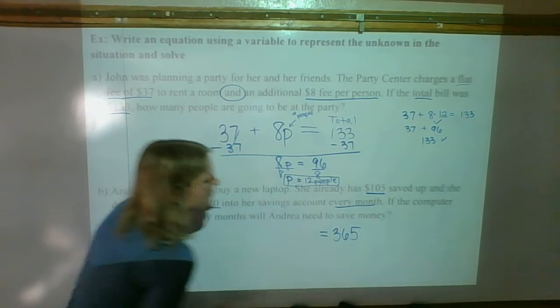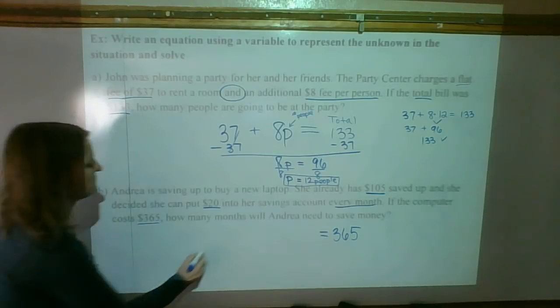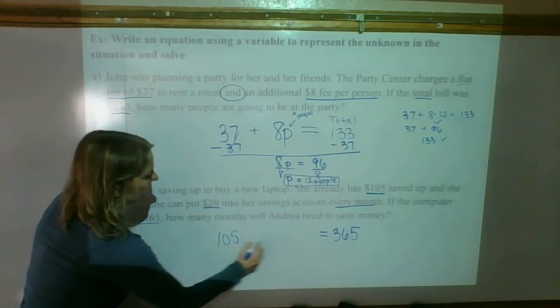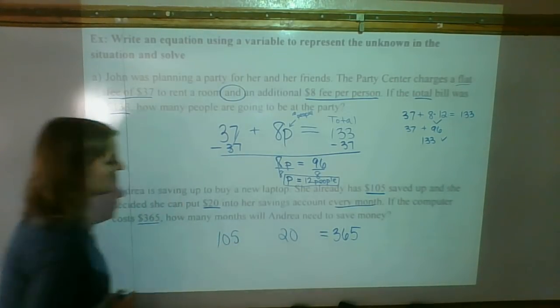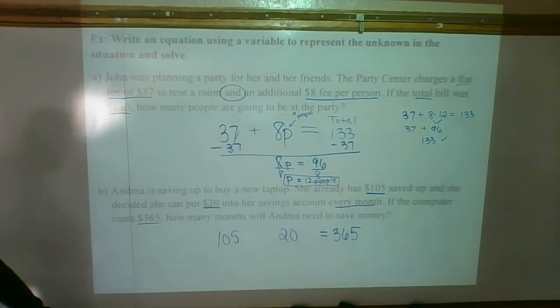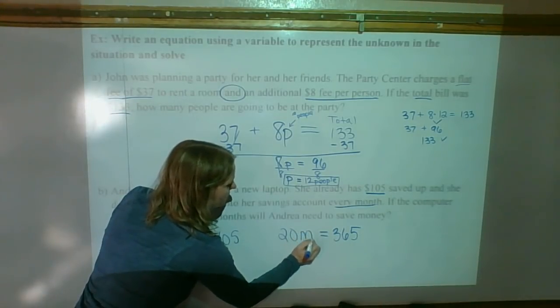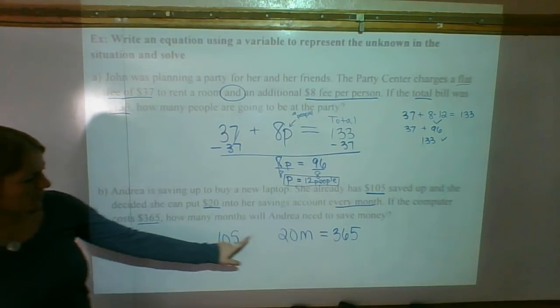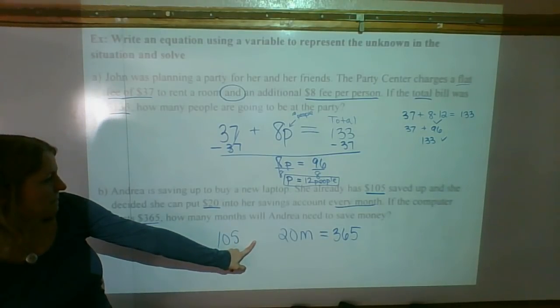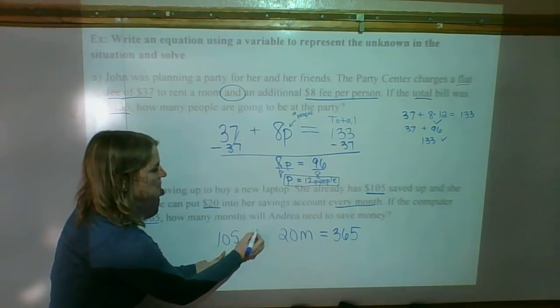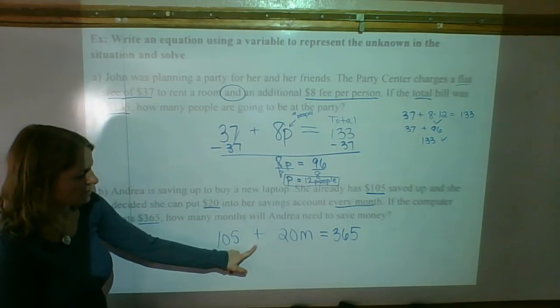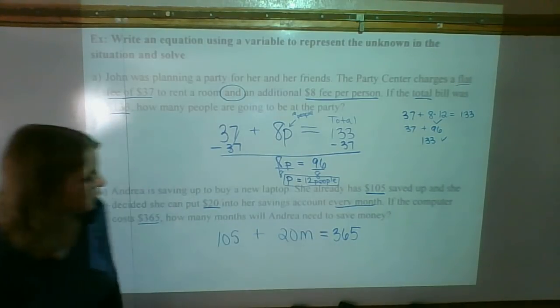And then we know our other information should go on the other side. So we have this 105 and we have this 20. Now, one of those we pay for every month, and we should have a variable with it. Which one should that be? The 20, right? It's $20 per month. So we put maybe M per month. Okay, and then what would I put here? Plus, right? Because it's starting at 105. She has that already, plus another 20 per month makes that total.